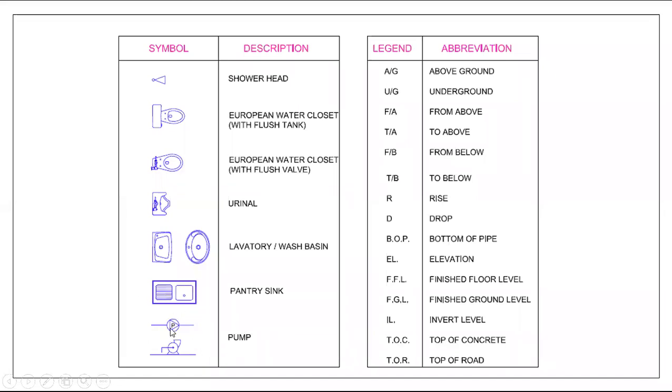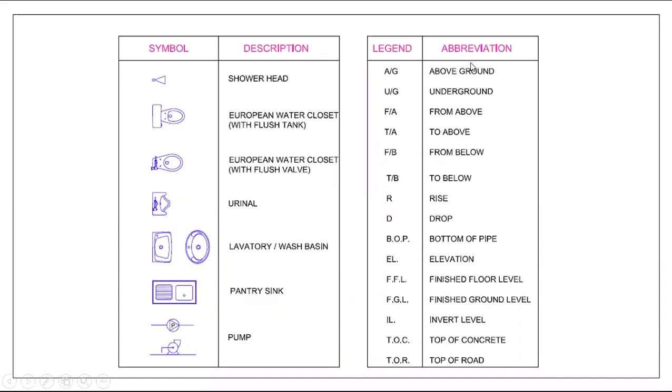Pump. For the pump, in plan, we show it like this. Schematically, we show one circle and one triangle. In the triangle, we put one P symbol. The triangle should point towards the water flow. Water is flowing from left to right, and that is how it is shown. This is a section view, the front view of a centrifugal pump.